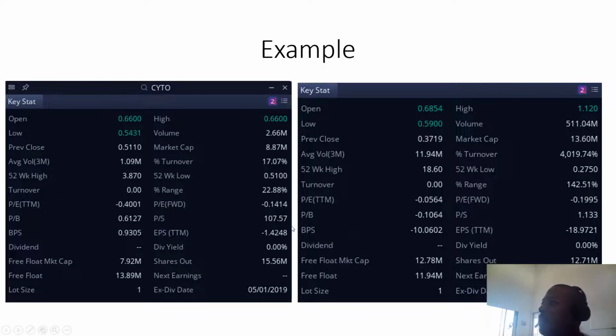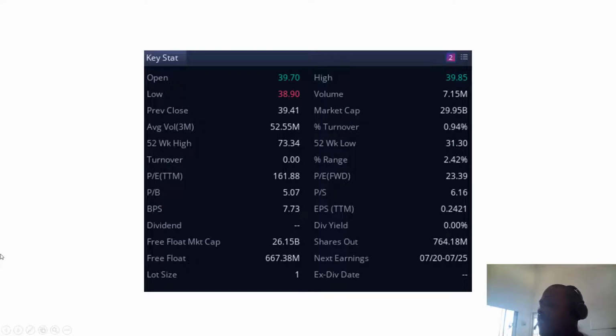These numbers can change tomorrow, the day after, it doesn't matter because the value of the company changes. But the shares outstanding only change when they're announcing that they're going to be issuing more shares or there's a split. And I think this was like Twitter or something like that I pulled up here.